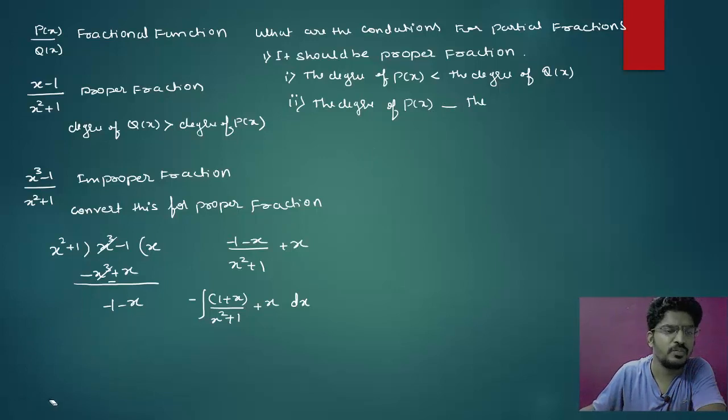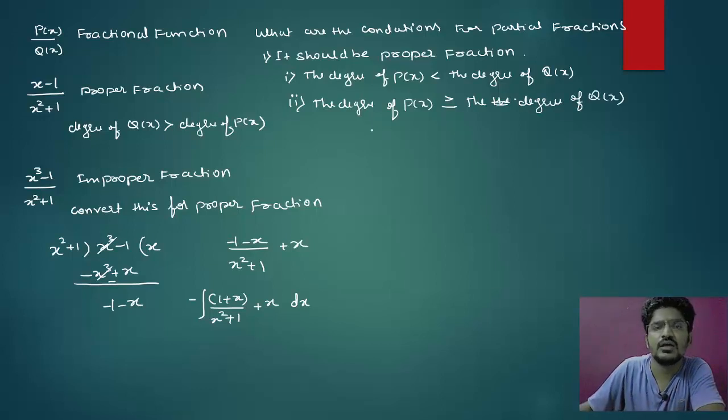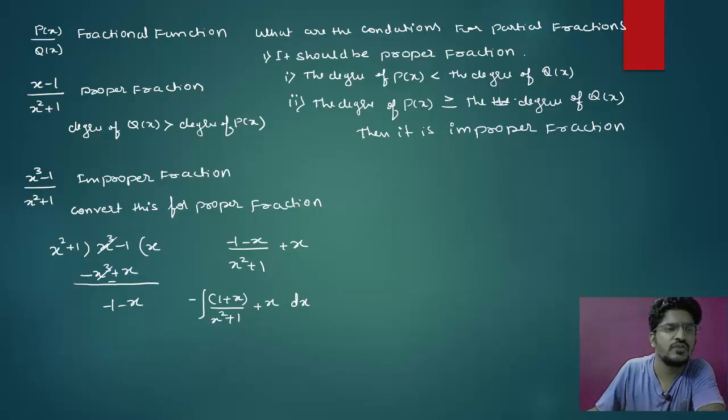The degree of p of x is greater than or equal to the degree of q of x, then it is an improper fraction. Okay. So already you have seen one improper fraction, that is x cube minus 1 divided by x square plus 1.